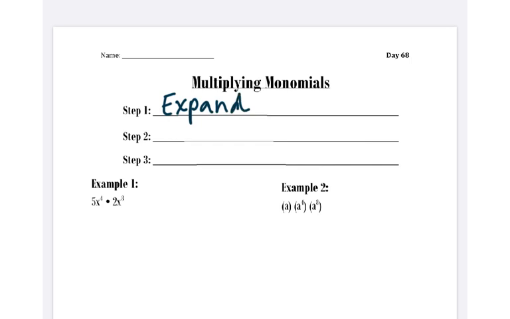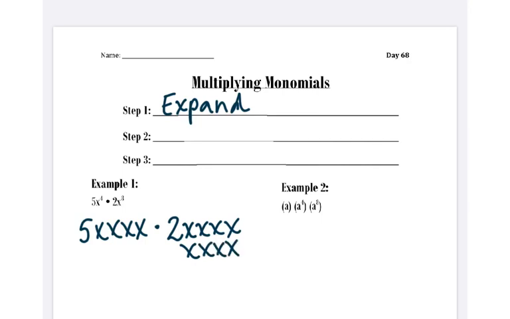When we expand, we take the monomial and we write how many x's it has. The first one is the number 5, and it has 4 x's. The next one is the number 2, and this one has 8 total x's. So I expanded it to see what we have in this question.